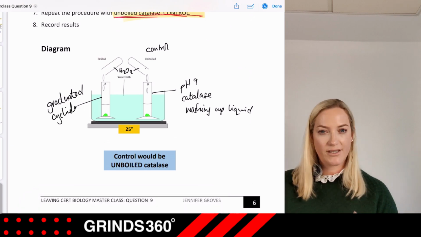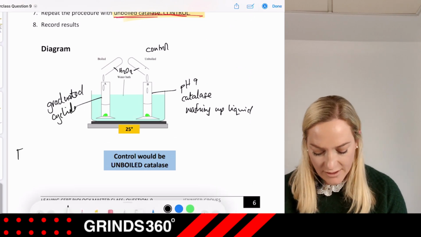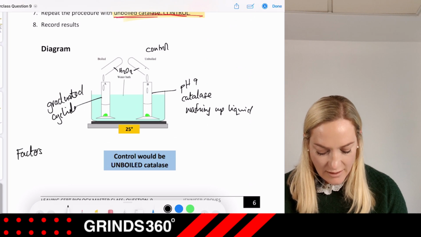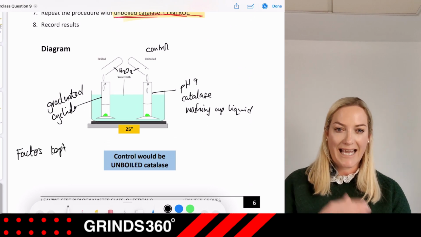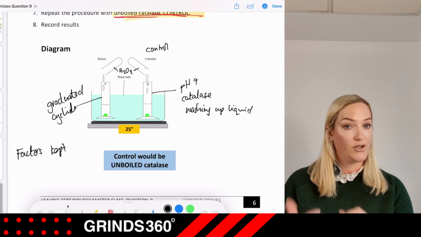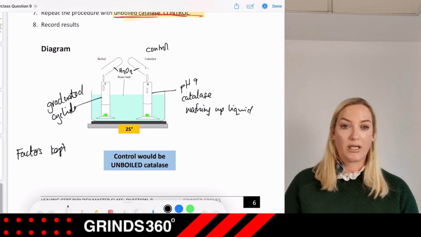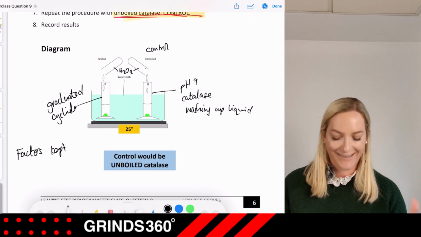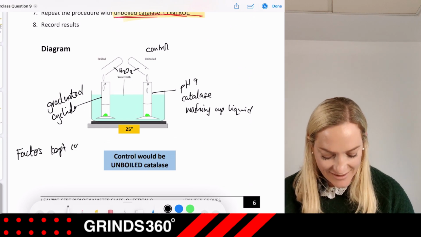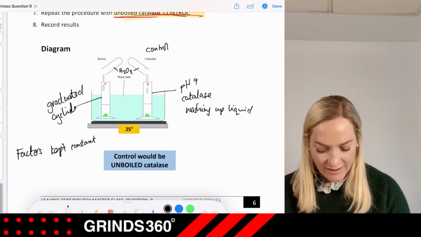Okay, what factors are kept constant here? So I'm going to write down factors kept constant. I'm not going to put in the how because I've said that twice already and I'm sure you've gotten it down already, but I'm just aware of the time. I got carried away. Okay, factors kept constant.